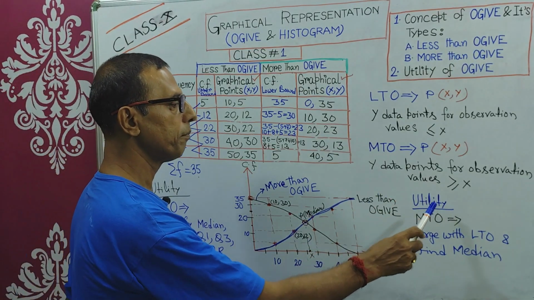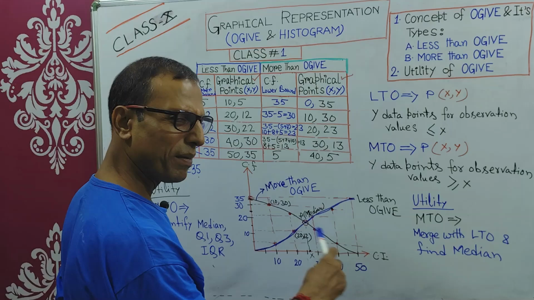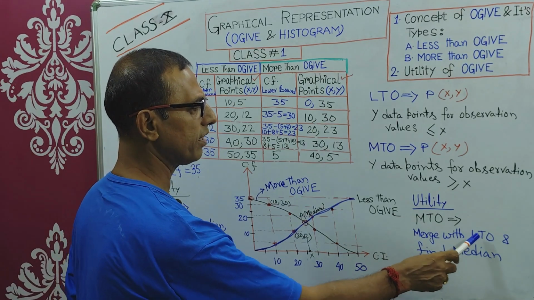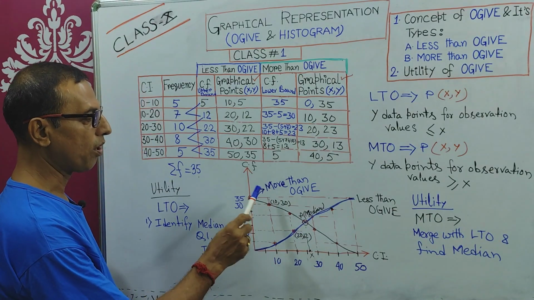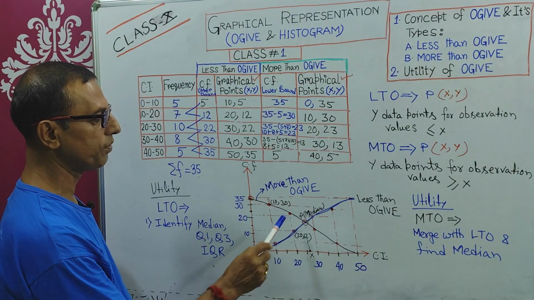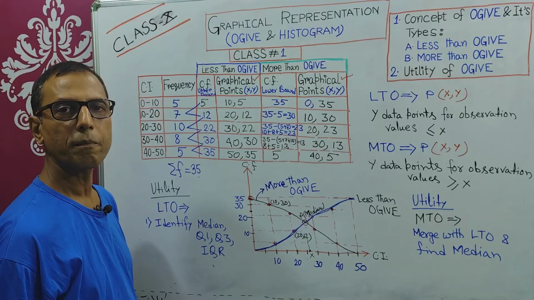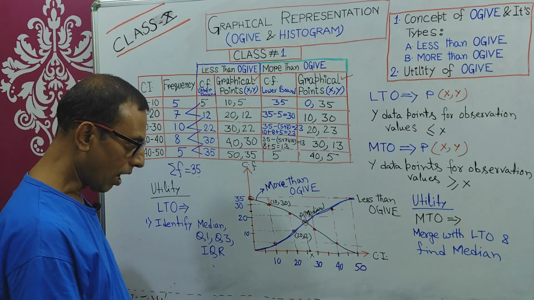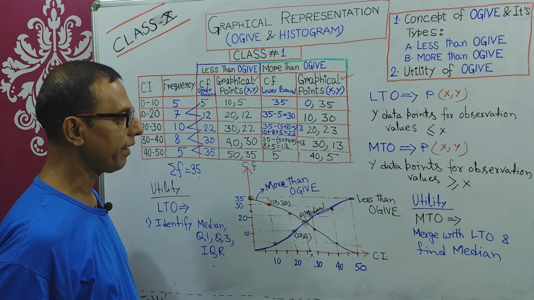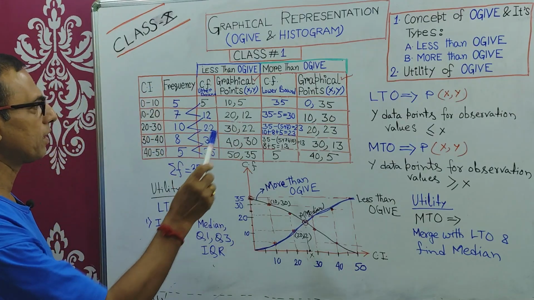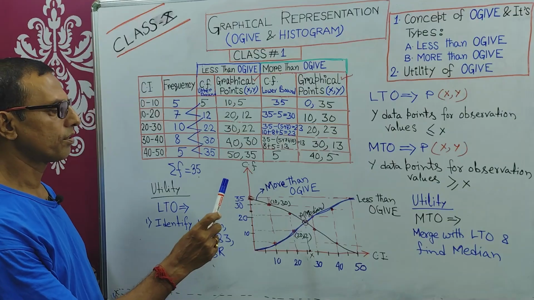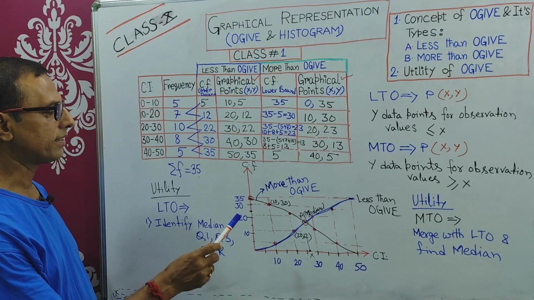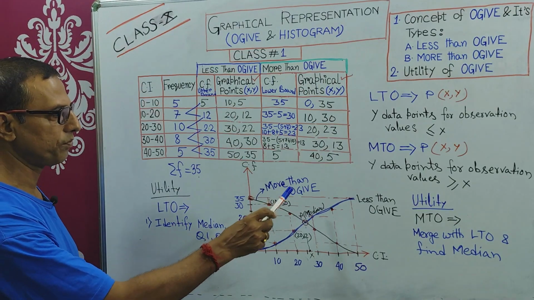Now for the more than ogive, the major utility is to merge it with the less than ogive, LTO, and find the median, as I have explained. Using it along with the less than ogive, you can easily find out the median also. Now I will give you one example, just utilizing this particular data. I am just trying to figure out exactly what the importance of the less than ogive or more than ogive is.